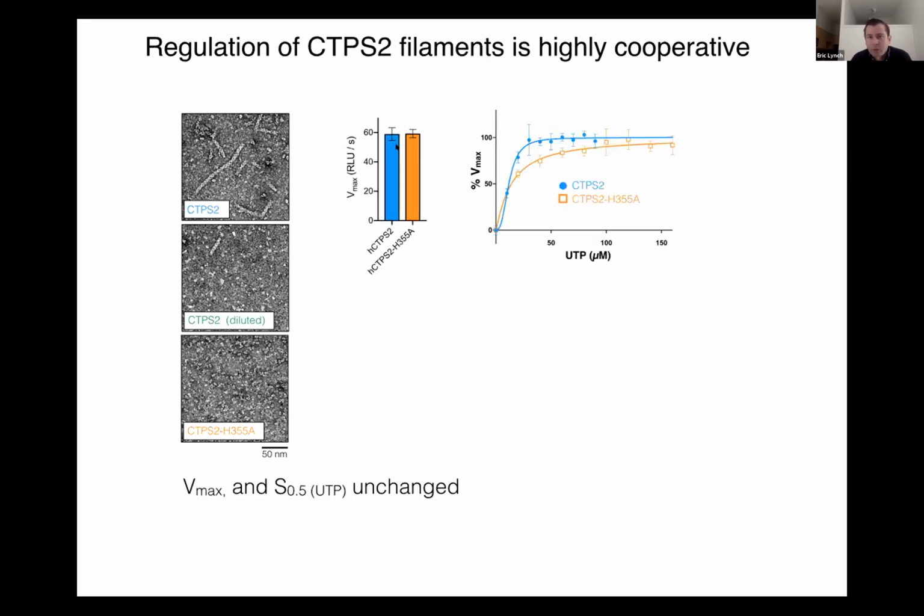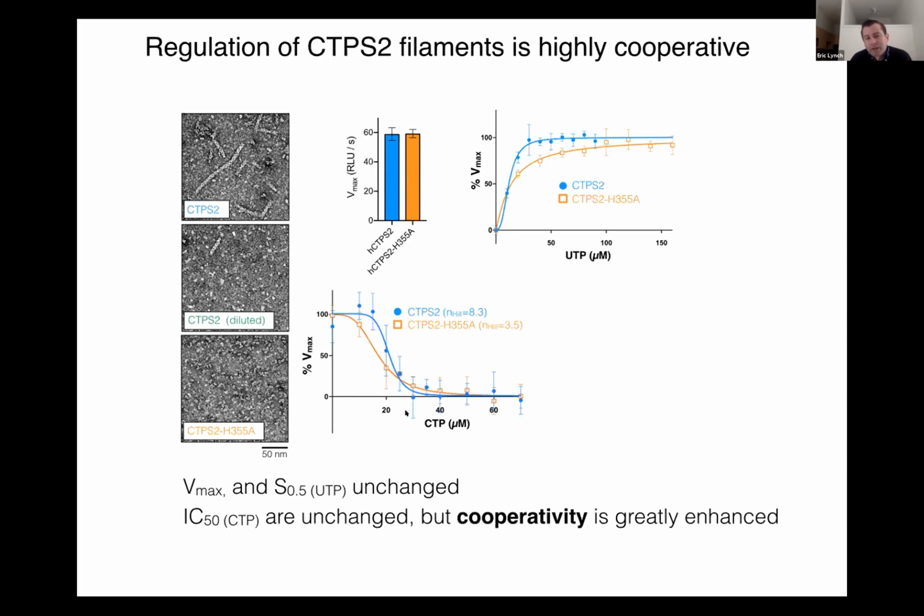And what I saw is that unlike CTPS1, with CTPS2 the polymers didn't seem to have an effect on the maximum velocity of the enzyme. The Km for UTP was very similar. But where we saw the major difference was in the CTP inhibition curves, where the wild type protein in filaments showed much greater cooperativity than the tetrameric form. You can see that both in the steepness of these curves and in these Hill coefficients. Even for the non-polymerizing tetrameric form, the Hill coefficient approaches 4, with 4 being the theoretical limit of cooperativity for a tetramer. But when you have filaments, you're able to exceed that, and so you get much more cooperative regulation.